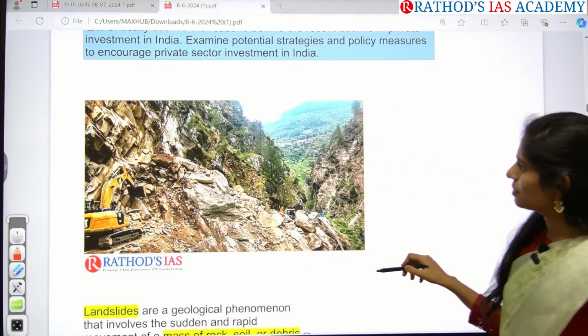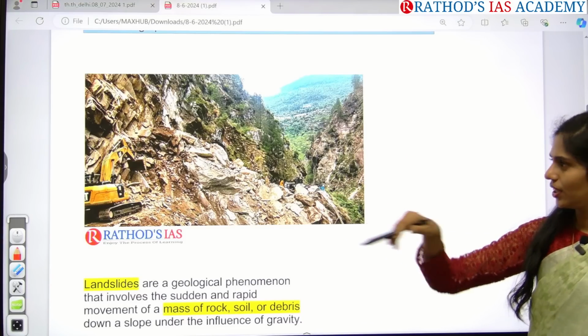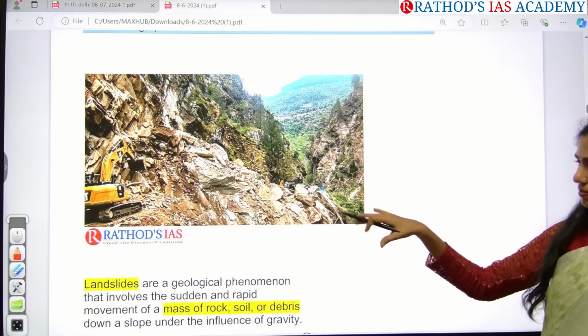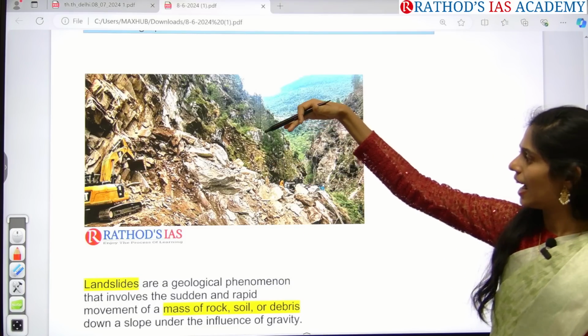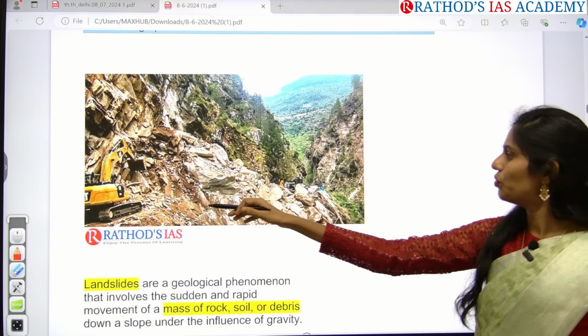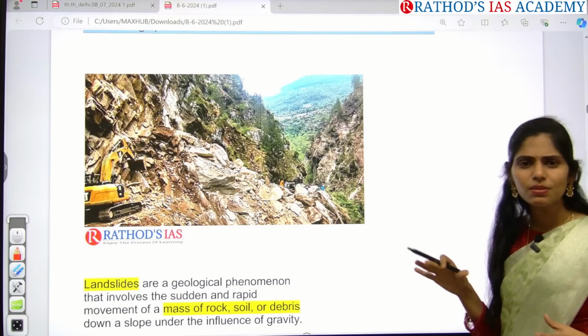So you can see this image, right? What is it depicting? What is happening here? There is a hill or mountain, and you can see some rocks and debris that have slid down, and someone is using machines to clear this, right? So what is this image depicting?